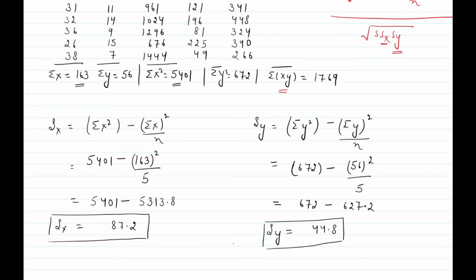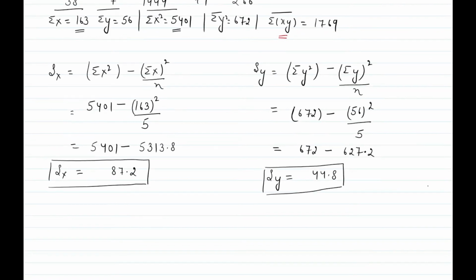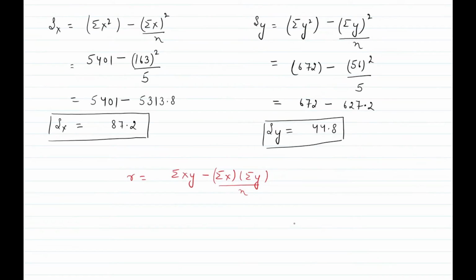Now we have the values of sx and sy. Let's put them in the formula. Let's write it again because we don't have sufficient space above. So r is equal to summation of xy minus summation of x multiplied by summation of y divided by n, whole divided by the under root of sx sy. You can also write sx and sy as the sums of squares of the deviations of x and y.